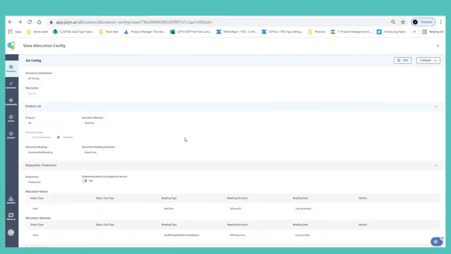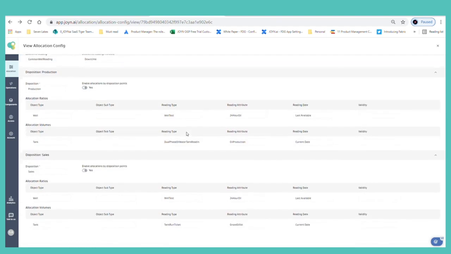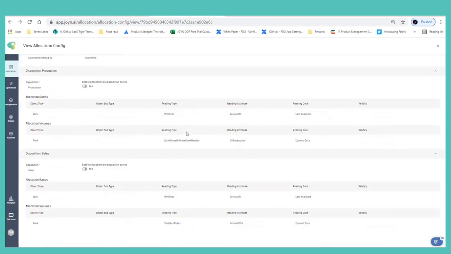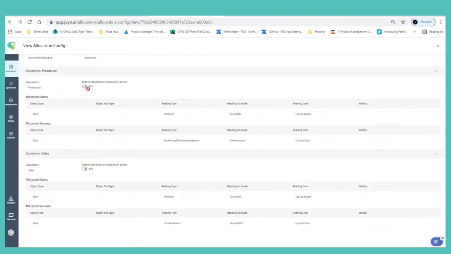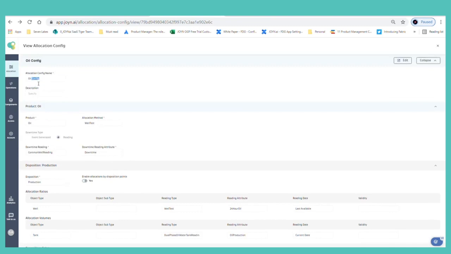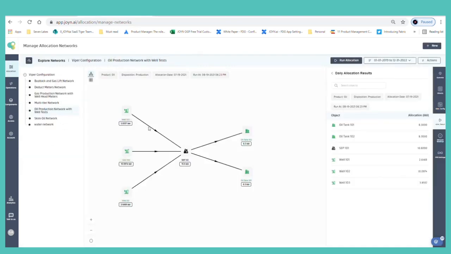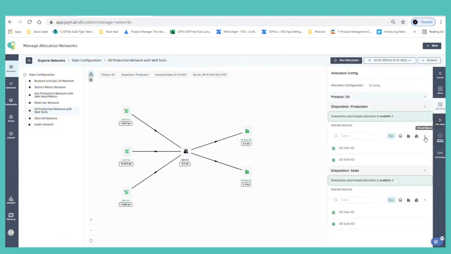Walk you through the process of running disposition point based allocation for a network. If you notice here, I've enabled disposition point based allocations for oil production and oil sales for the allocation config oil config. And if you look at this network, you would notice that disposition point based allocation has been enabled for both the dispositions configured here.